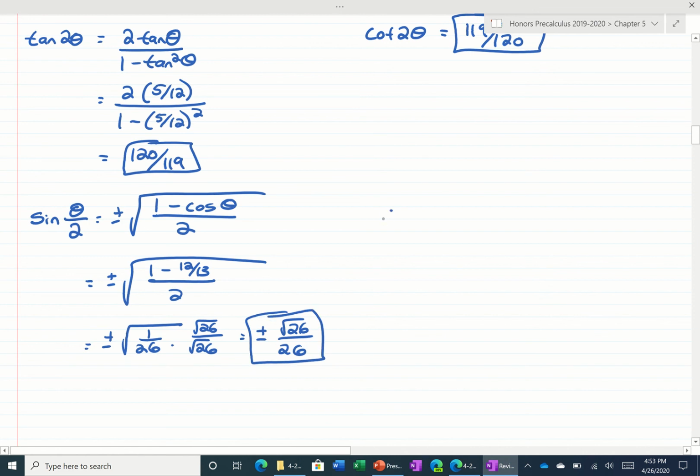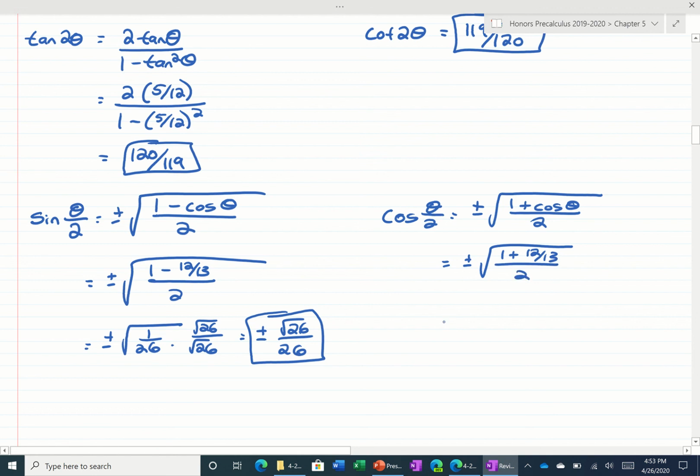For the cosine, similar formula. It's going to be 1 plus the cosine of theta over 2. It's going to be plus or minus the square root of 1 plus 12 over 13 over 2. If you do the math, that comes out to plus or minus the square root of 25 over 26. And if you rationalize it by multiplying by the square root of 26 over itself, on top, you would have 5 times root 26 over 26.